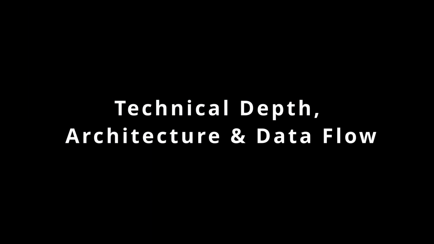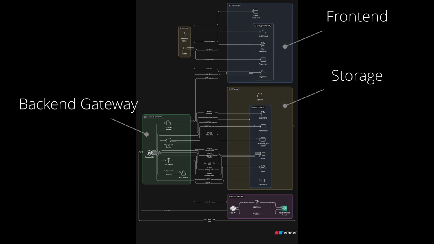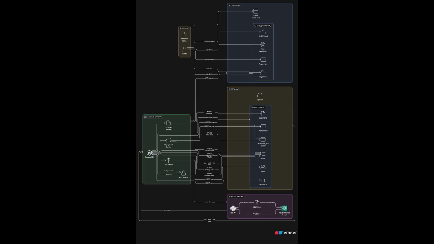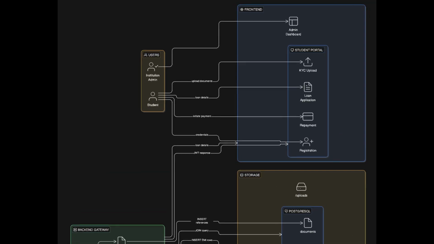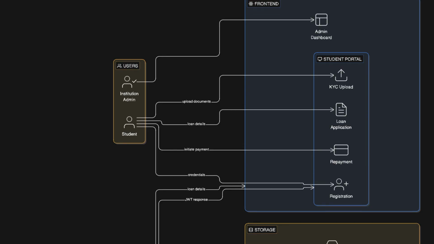To understand our architectural decisions, let's trace the exact data flow of a loan application. Our architecture consists of 4 decoupled layers: the front end, the back end gateway, storage, and the AI risk engine. The flow begins in the React front end, where a student submits their KYC credentials and uploads their bank statement. This reaches our Node.js Express gateway, which serves as the central orchestrator.